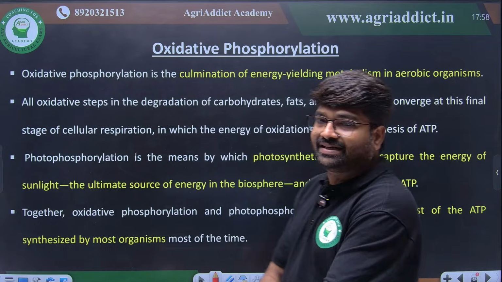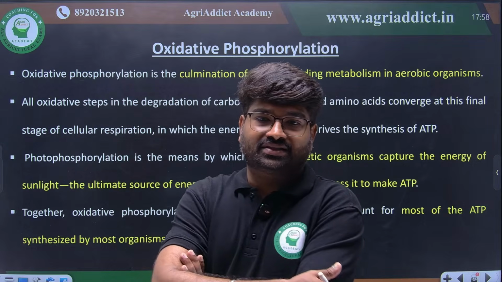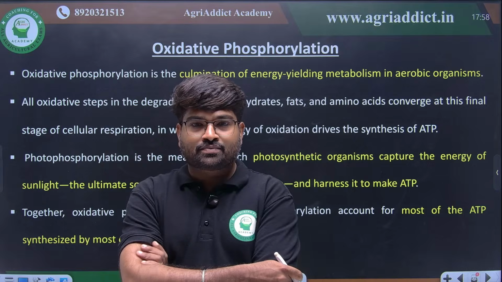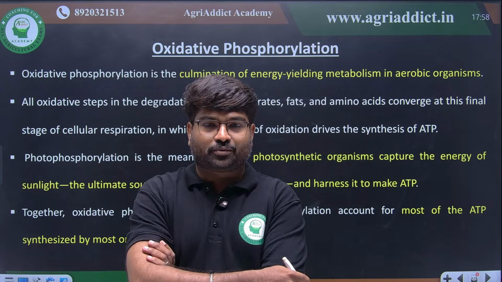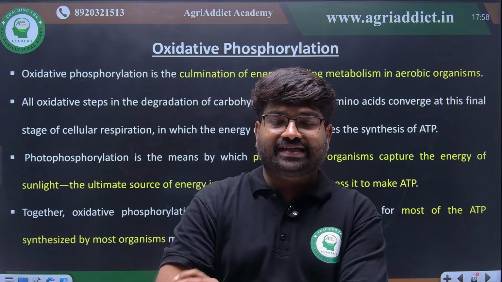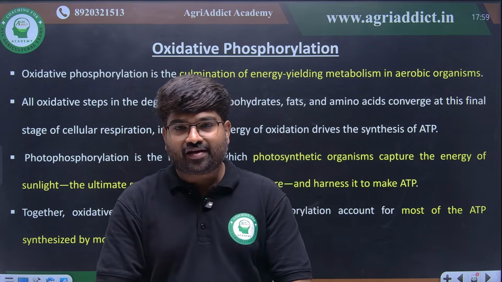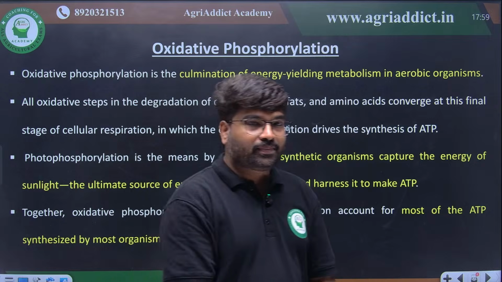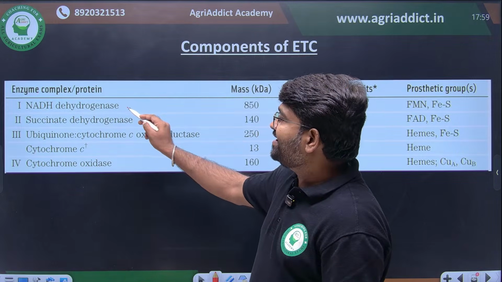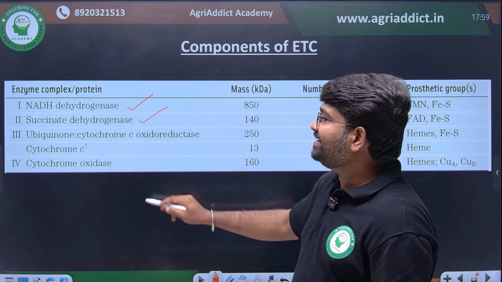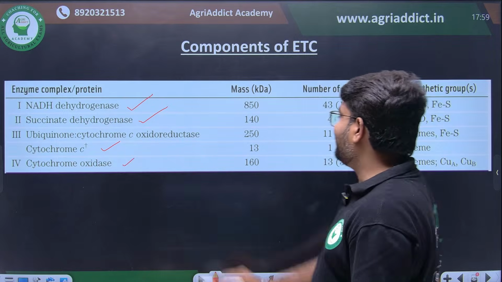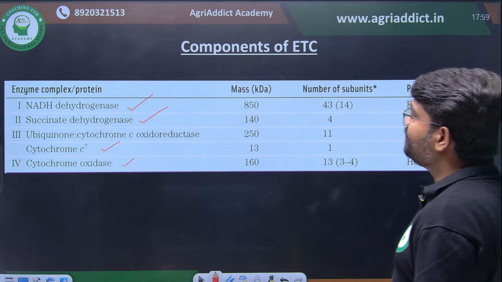Okay. Next and last topic is oxidative phosphorylation. In oxidative phosphorylation, whatever NADH and FADH2 are produced will enter the electron transport chain. Because of this, ATP molecules will be produced. First, we are going to see the different complexes of oxidative phosphorylation. If you see, there are 4 complexes: NADH dehydrogenase, succinate dehydrogenase, ubiquinone cytochrome c oxidoreductase and cytochrome oxidase. These are the 4 different complexes.